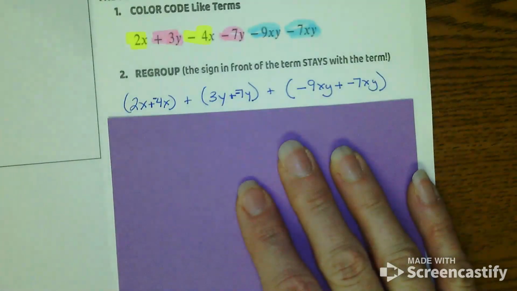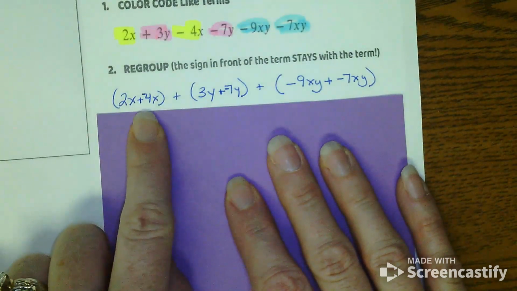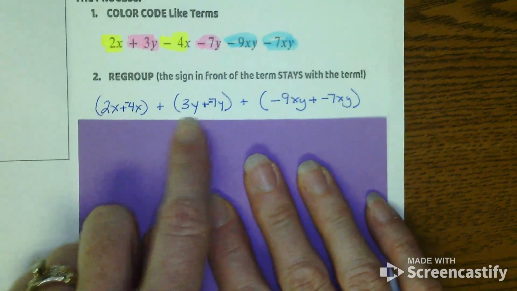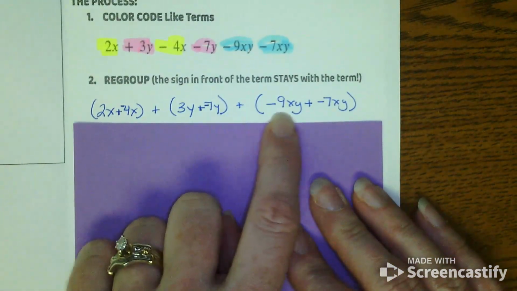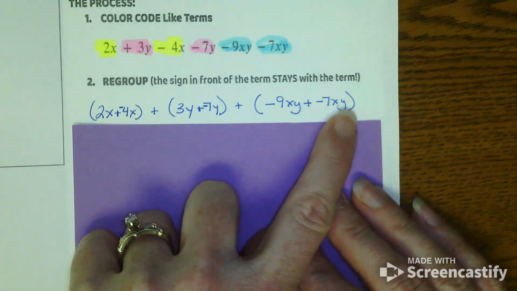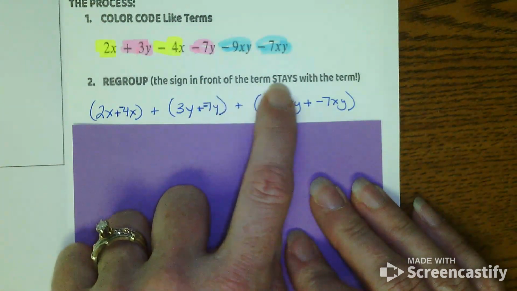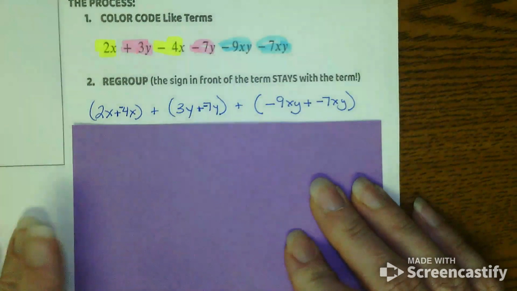Now I want you to regroup them. So I want you to put the yellows together, the 4, -4, and the 2, add them. The 3 and the -7, add them. And the -9xy and the -7xy, add them. So the sign in front stays with the term.